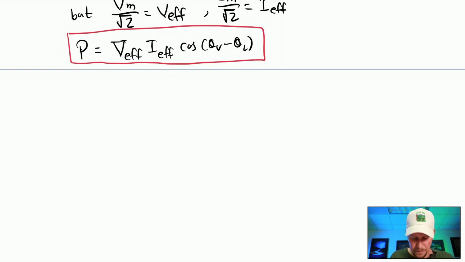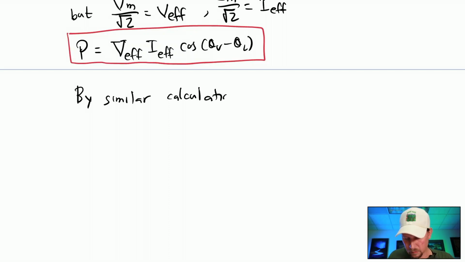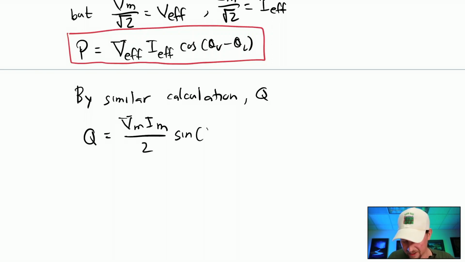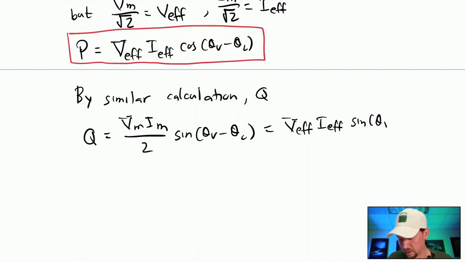Similarly, by a similar calculation, the reactive power, right? Remember, it's Vm times Im over 2 times the sine of theta v minus theta I. Well, this very clearly by the same set of arguments can be calculated as V effective times I effective times the sine of theta v minus theta I.